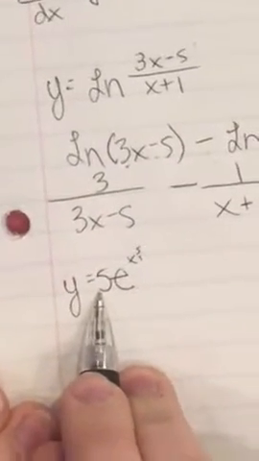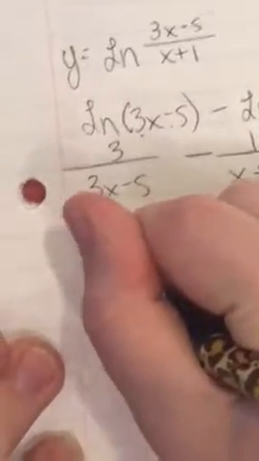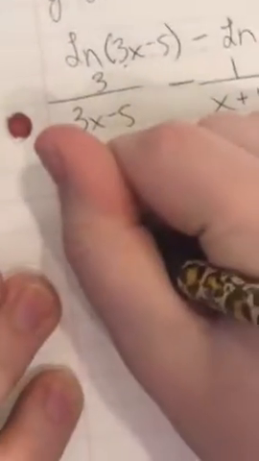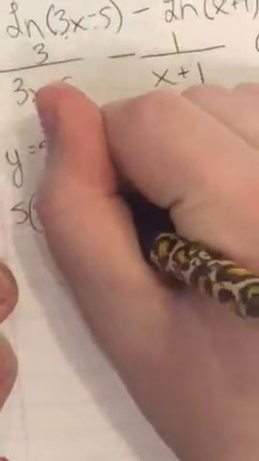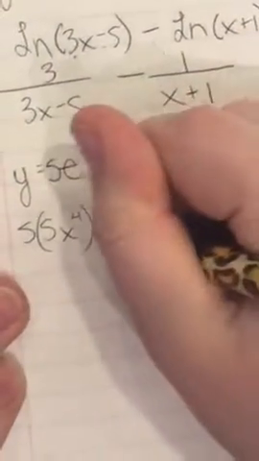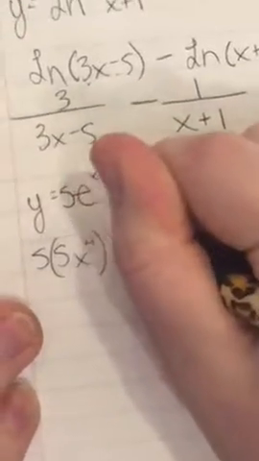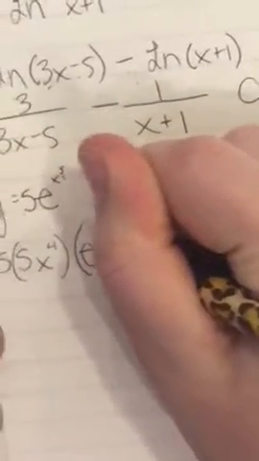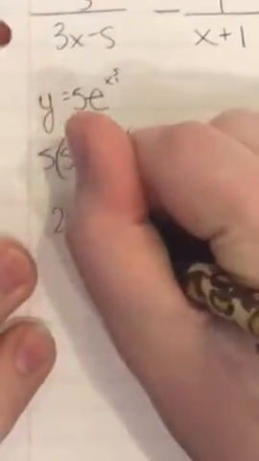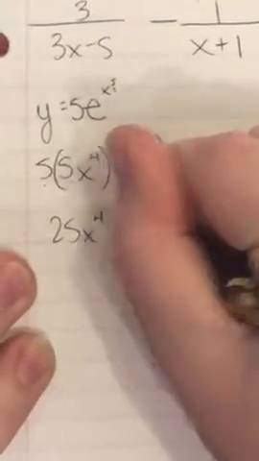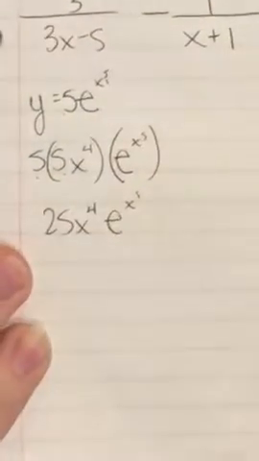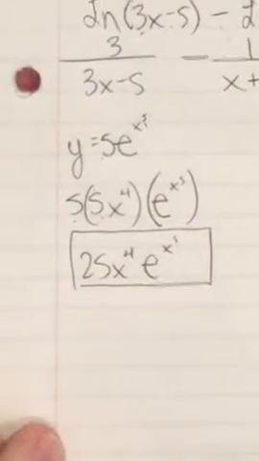So, with this 5 out front, we have to multiply 5 by the derivative of x to the 5th, which is 5x to the 4th, and then again we have to multiply that by e to the x to the 5th. So when we multiply 5 and 5x to the 4th together, we get 25x to the 4th times e to the x to the 5th. And that, again, is simply your answer.